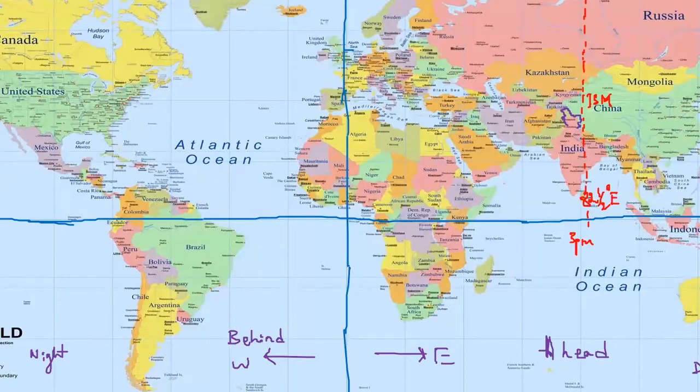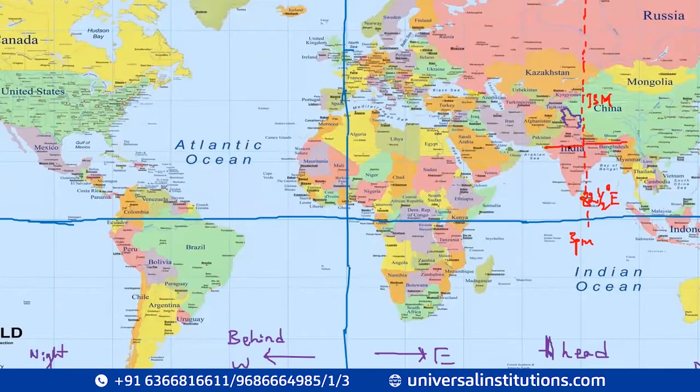So now please see, this is the time zone for India. Whenever we have to talk about time, the entire country follows this line because it equally divides India into two parts. So this is our standard meridian. How many of you got this, 82.5 Indian standard meridian?